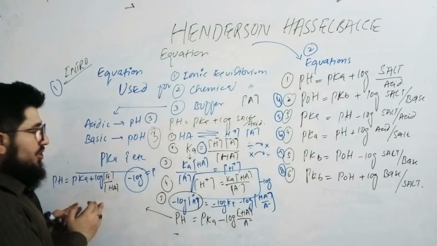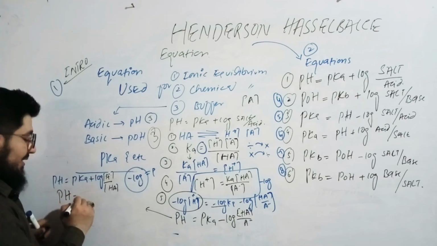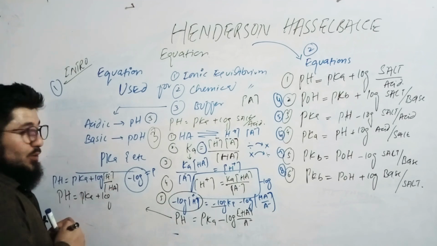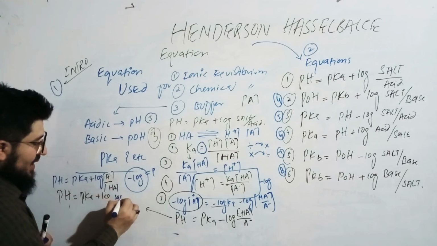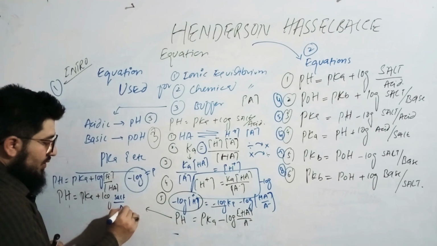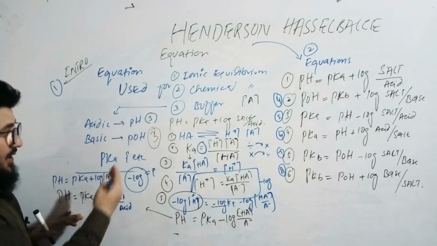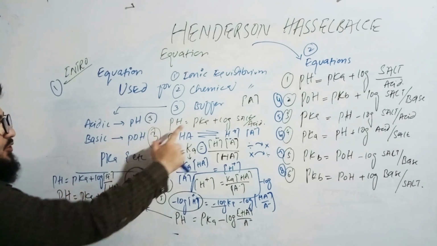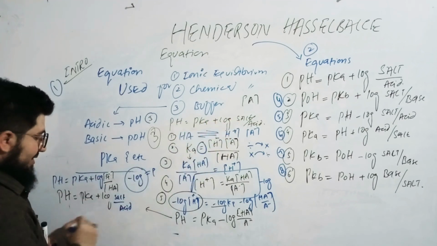So at the end of the equation derivation, we got A negative. Now what will we do? We will just rewrite it as pKa plus log. I told you right now that you should consider A negative as salt. So here we got A negative as salt and HA as acid. Now we can match both the equation and the derived equation. Here we have pH is equal to pKa plus log salt upon acid. It is derived now.